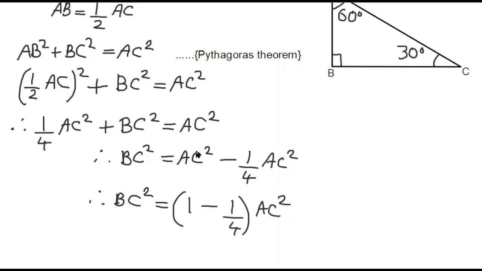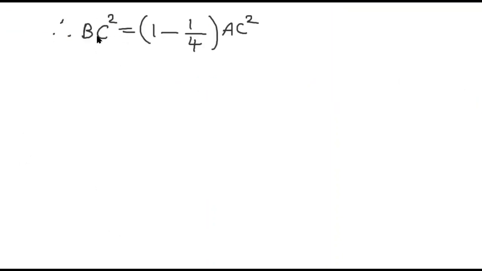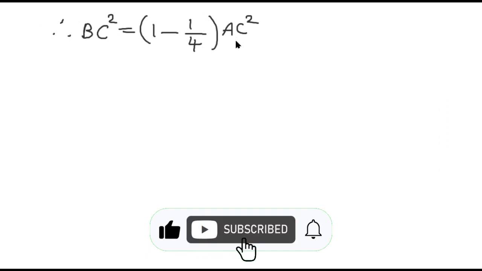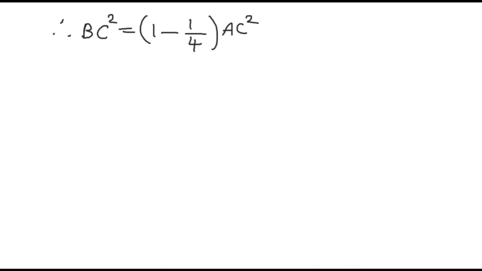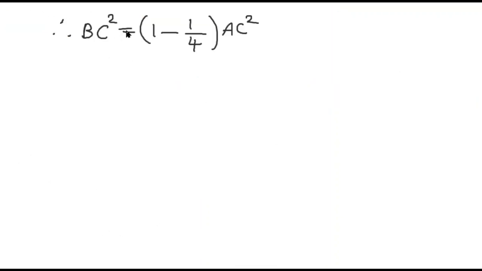Okay. See what we have done. In both the terms AC square is there, so we have taken it common, and inside the bracket we will get 1 minus 1 upon 4. Now we will solve this. Here I don't have space, so I will write it on the next page. Therefore, BC square is equal to, inside the bracket we have 1 minus 1 upon 4, into AC square. From here only I have written the step again so that I can explain it. BC square is equal to 1 minus 1 upon 4 AC square.